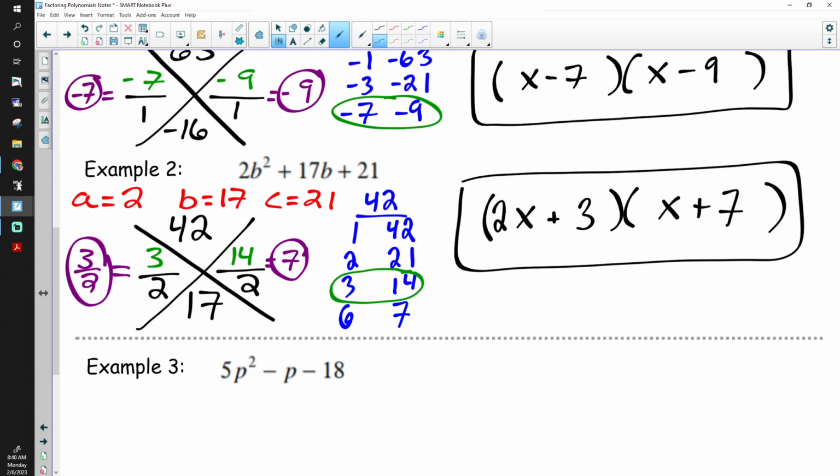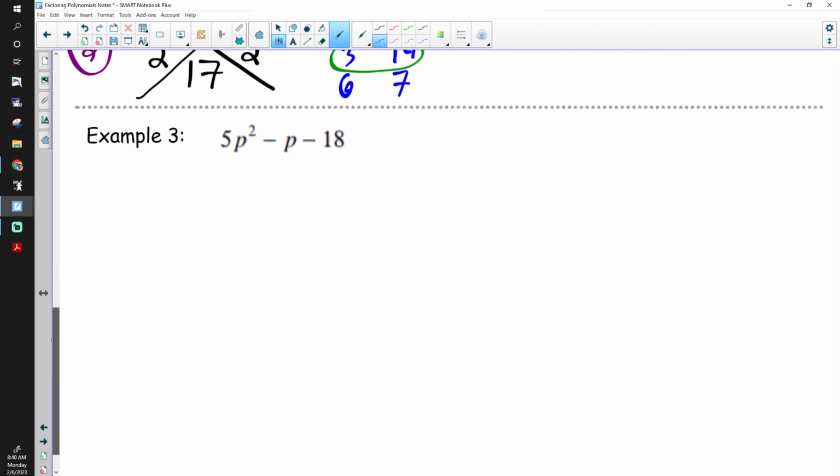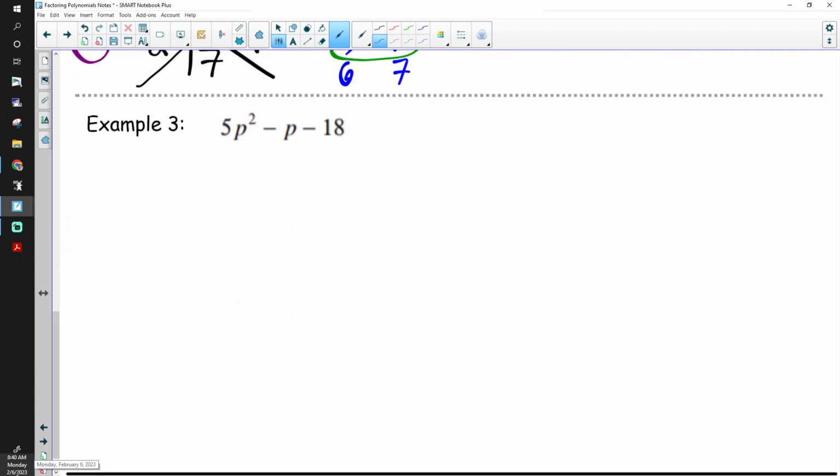All right, one more of these before we kick it up a notch. Example 3. What number is in front of this P in the middle? A 1. If you want to write in your 1, it helps you write down your A, B, and C. Okay, so A, B, C. A is 5, and C is negative 18. There's our ABC.